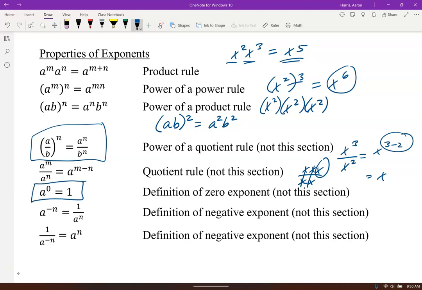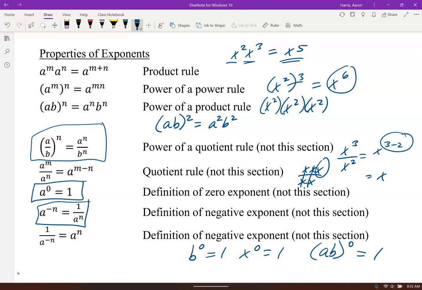Anything to the 0 power is 1. Right? B to the 0 is 1, x to the 0 is 1, anything to the 0 is 1. A times b to the 0, anything to the 0 is 1. The negative exponent, we'll deal with that a little bit more next time, but a to the negative n is 1 over a to the n.